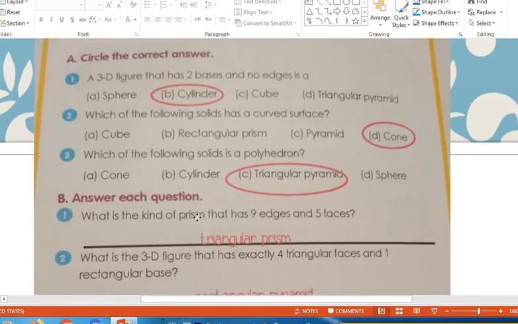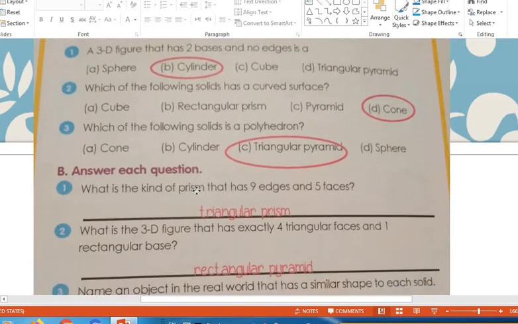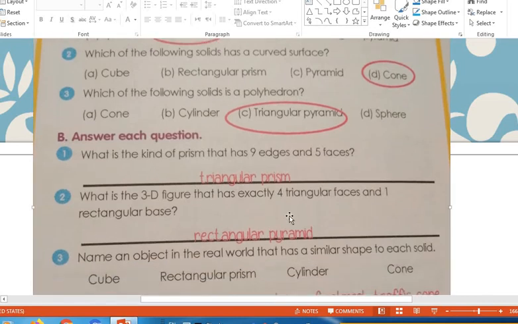Answer each question. What's the kind of prism that has 9 edges and 5 faces? Of course, it's the triangular prism. What is the 3D figure that has exactly 4 triangular faces and 1 rectangular base? Rectangular base, so it's a rectangular pyramid.